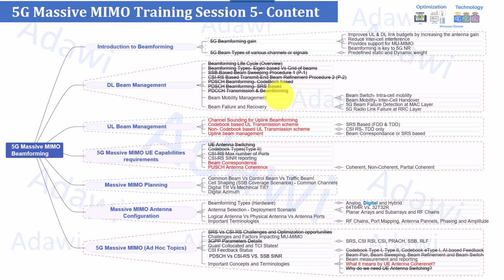In today's session, we are going to cover the part highlighted in red here, which is related to uplink beam management. This will cover the overview of channel sounding for uplink beamforming, and afterwards we'll go through the two types of uplink transmission scheme, codebook and non-codebook based. Then we'll end with uplink beam management in general, and how it works in 5G.